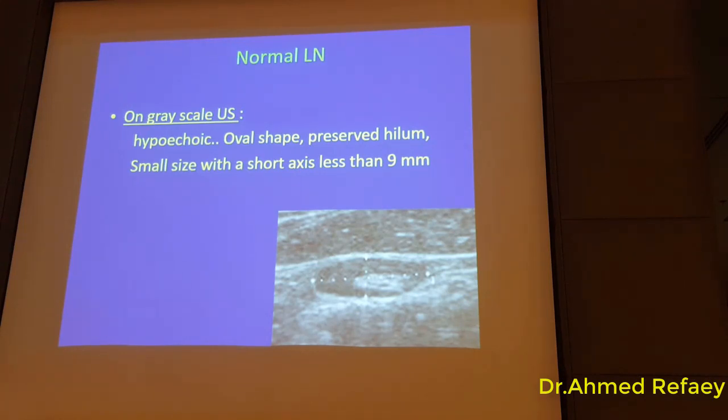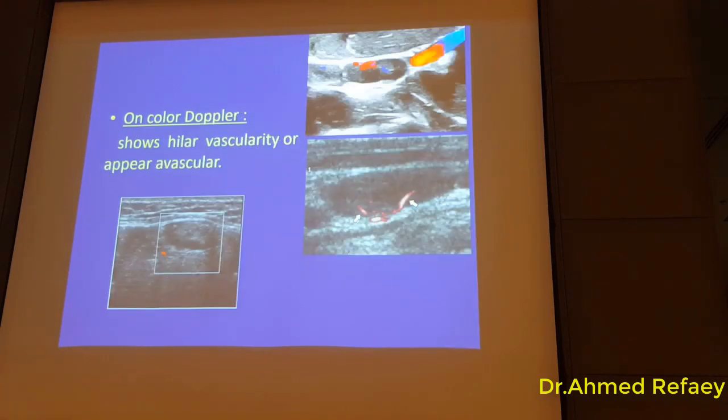On grayscale ultrasound, the normal lymph node is hypoechoic, oval-shaped, with preserved hilum, small size. Small size means its short axis is less than 9 millimeters. So these are the features on grayscale ultrasound for the normal lymph nodes: oval, preserved hilum, hypoechoic, short axis less than 9 millimeters. This is regarding the grayscale.